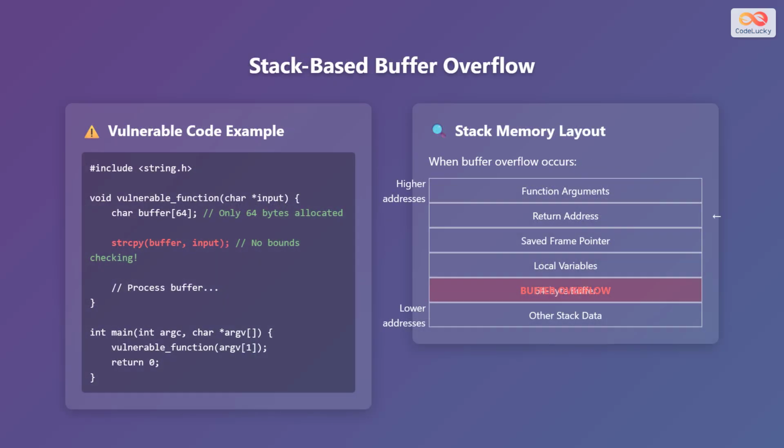A stack-based buffer overflow is a common type of buffer overflow attack. Here's an example of vulnerable code. The C program has a function named vulnerable_function, which takes a character pointer called input as an argument. Inside the function, a character array named buffer is defined with a size of 64 bytes. The function then uses the strcpy function to copy the contents of the input to the buffer. The strcpy function is known to be unsafe because it does not perform bounds checking, leading to a buffer overflow if the input is larger than 64 bytes. The main function calls the vulnerable function with a command line argument.